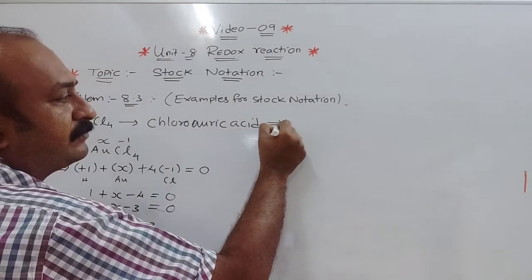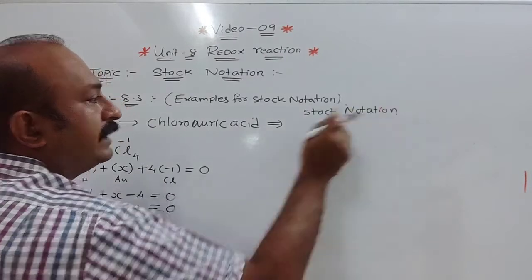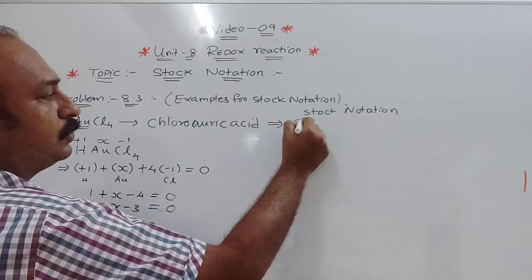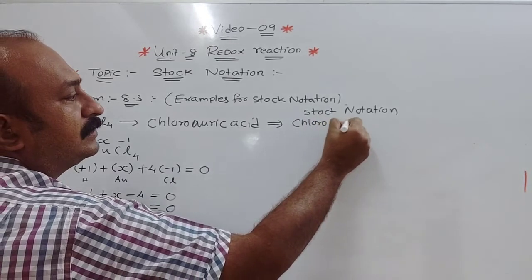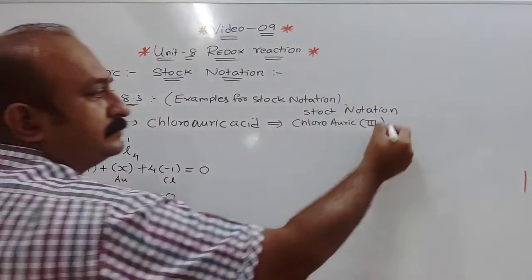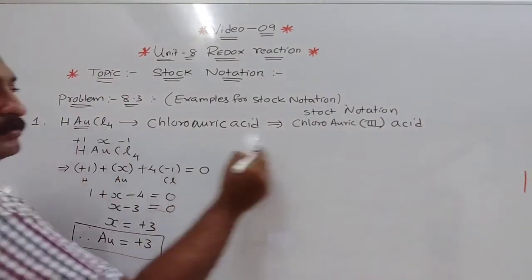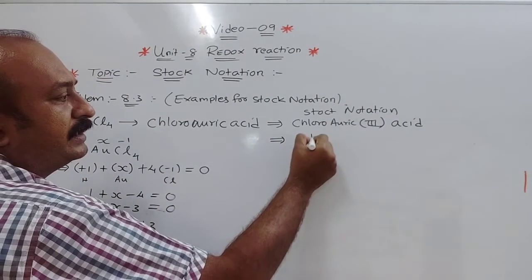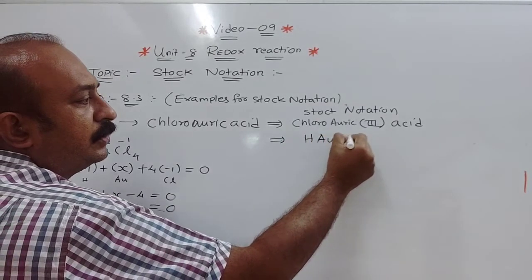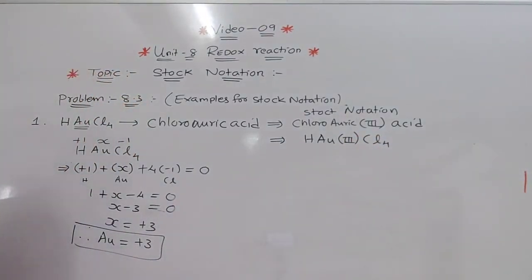So for Stock notation, it can be written as chloroauric(III) acid. After the metal only this numeral is given. Now when you write the formula in Stock notation, it will be HAu(III)Cl4. Like this it is written. Understood? So how to write Stock notation, I think that topic is clear to you.